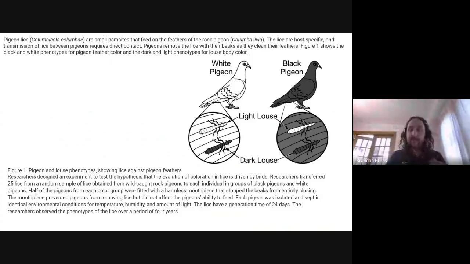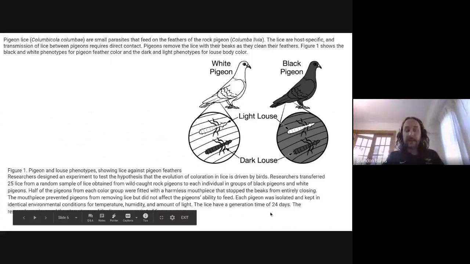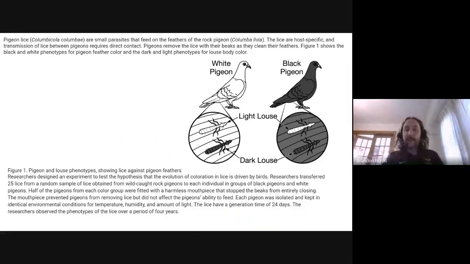Then they go on to describe an experiment where lice were transferred from some wild-caught pigeons onto groups of black and white pigeons. And then half of the pigeons were fitted with mouthpieces that made it difficult for them to actually remove the lice, which otherwise they would be removing with their beaks. That's what they set up here as they clean their feathers. The lice have a generation time of 24 days. Okay, all right, some other details. And I go on and look at the question.